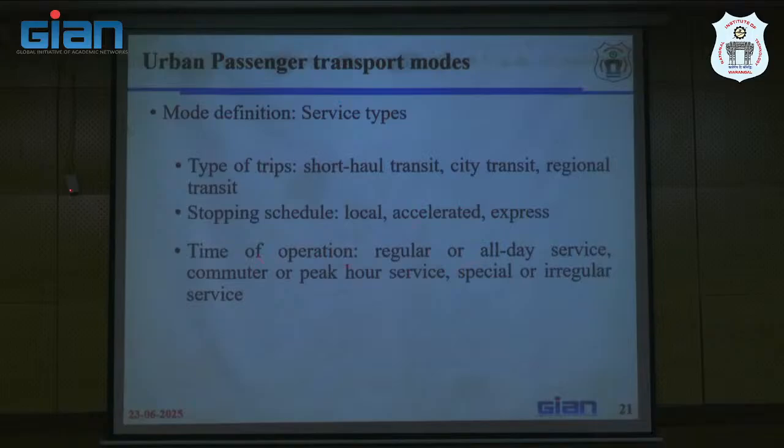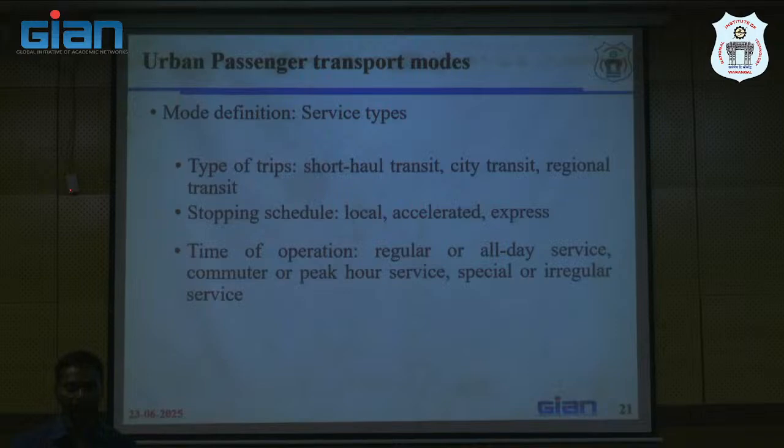Of course, the next one is the service type. Then the types of the trips. Some of the transit modes generally work out for very short trips, but some of the transit will work out for longer trips. Suppose I am comparing the city bus versus the regional bus, mostly the regional bus will be the higher category in terms of the trip compared to the short length of the city bus. And the stopping schedules, local and accelerated express categories, and the time of operation: regular all-day service, commuter peak hour services, special and irregular services. So these are all service types.